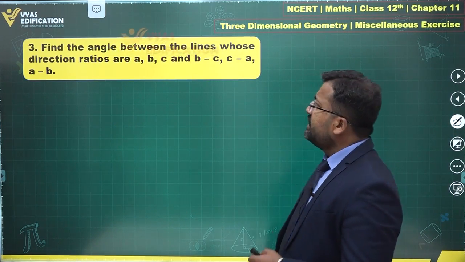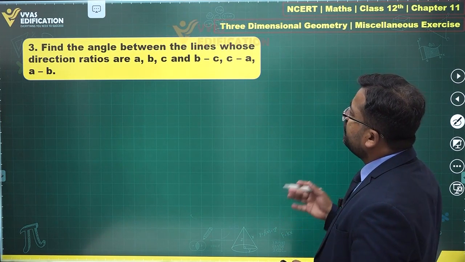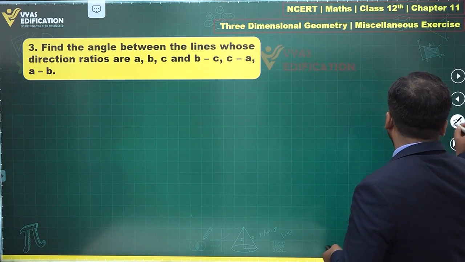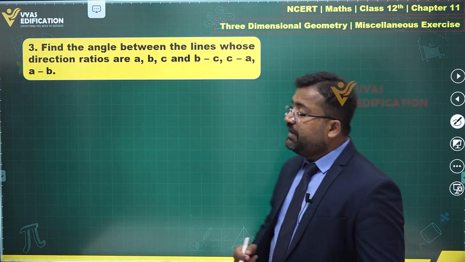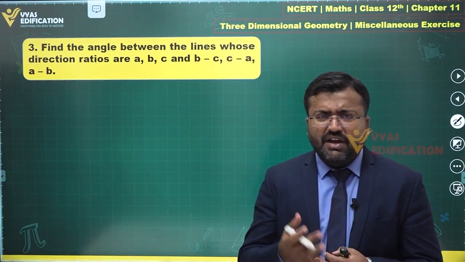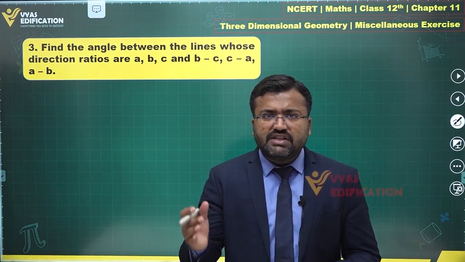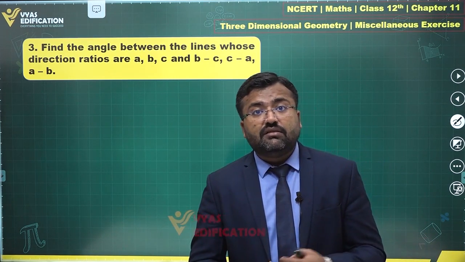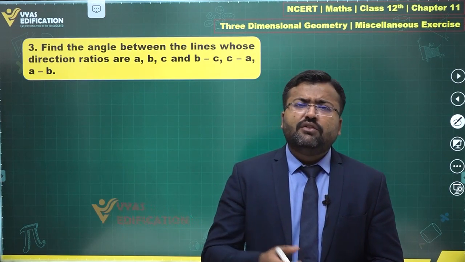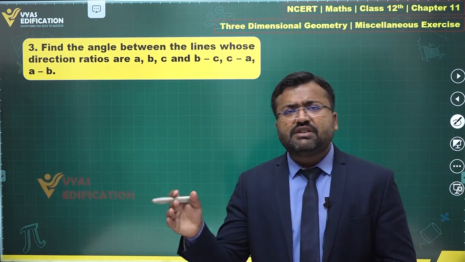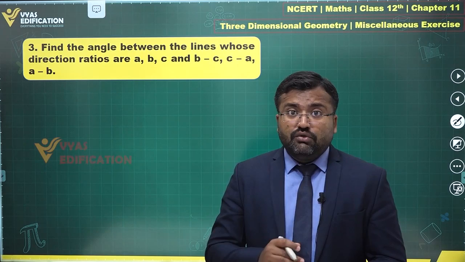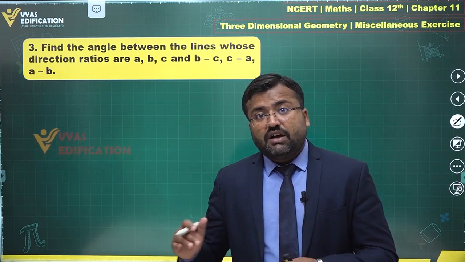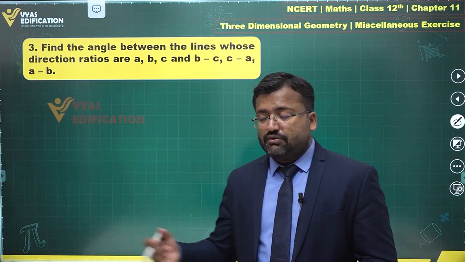Question number 3 says, find the angle between the lines whose direction ratios are this, right? How will we find the angle between the lines whose direction ratios are given? Simply, if direction ratios are a1, b1, c1 and a2, b2, c2, you can directly find the angle by getting the value of cos theta from the dot product, right? a1 a2 plus b1 b2 plus c1 c2 upon under root of a1 square plus b1 square plus c1 square, under root of a2 square plus b2 square plus c2 square, right?